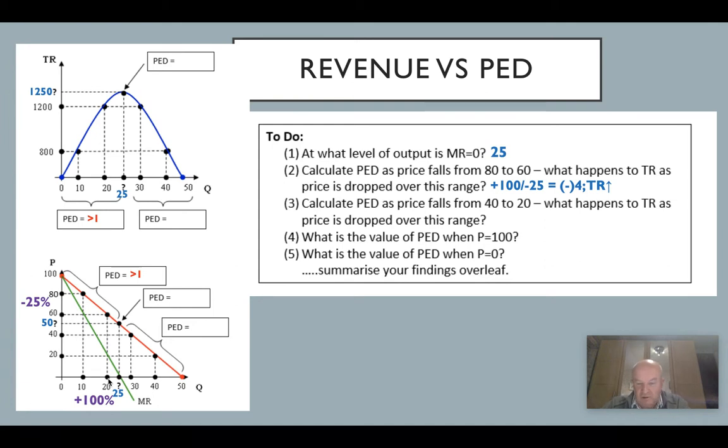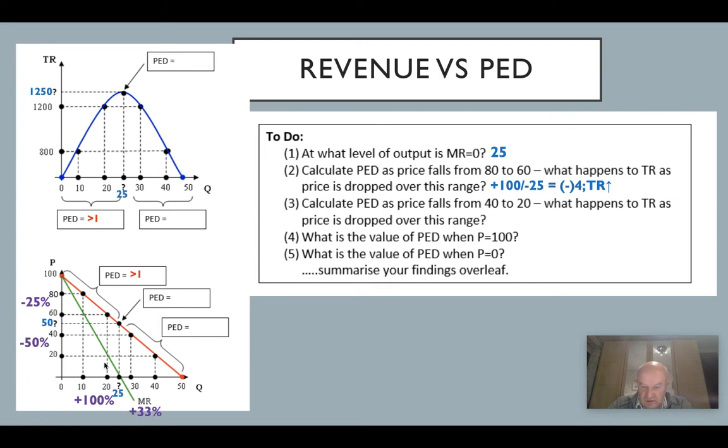But if we take a look at the next example then, where we're going to see how to calculate our PED when our price has fallen from 40 to 20. In this instance, our price was at 40 and we were actually selling 30 units. When we drop to 20, in this instance, whoops, I keep going a bit too far on these things that I'm bringing into the items here.